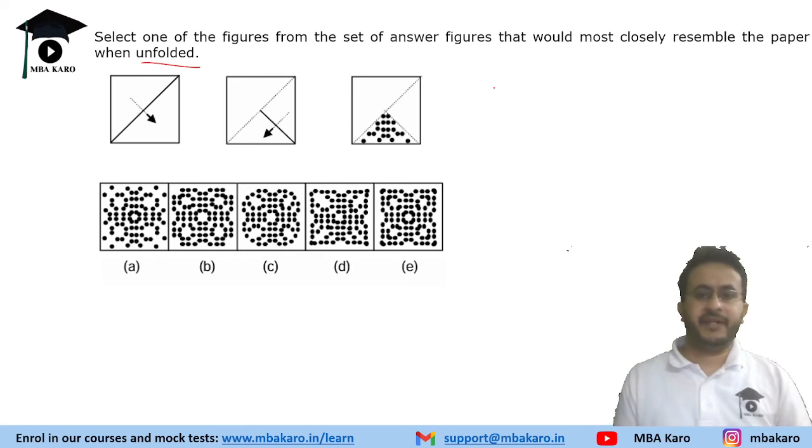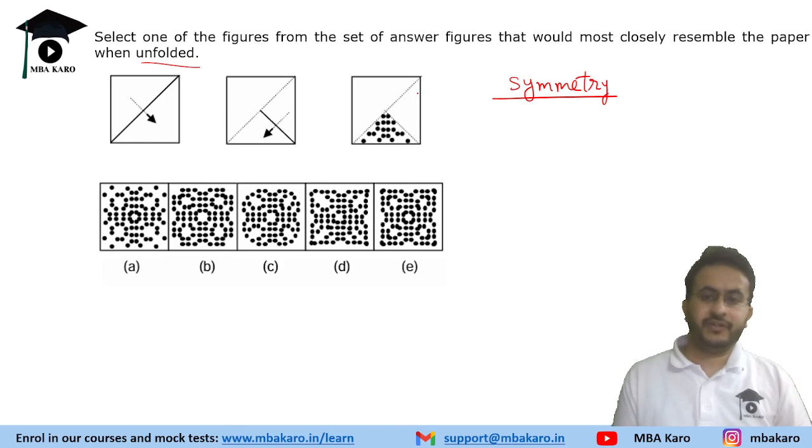See, it is a symmetry based question. Whenever you have paper folding and unfolding, it has to have symmetry. So whatever is appearing here will appear on this side also, and on top also, and on the right side also. So let us look at this shape. We see three semicircles like this. So look for the image which has three semicircles on all four sides. Ideally it should appear like this, and like this, and like this.